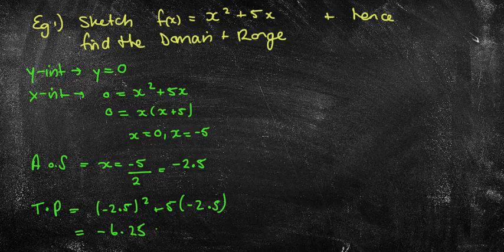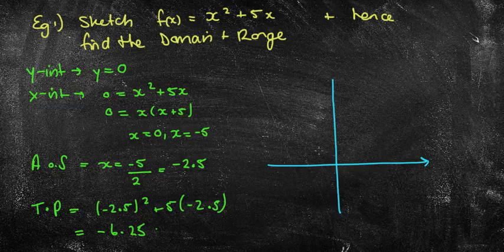So now what I'm going to do is sketch it. Again, it's just a sketch, it doesn't have to be perfect. So I've got there my y-intercept at 0. We've got my x-intercepts at 0, -5. We've got the axis of symmetry at -2.5. So 1, 2, 3, 4, and 5. So -2.5 will be sort of straight down the middle. And we've got -6.25. So 1, 2, 3, 4, 5, 6, and be about there.